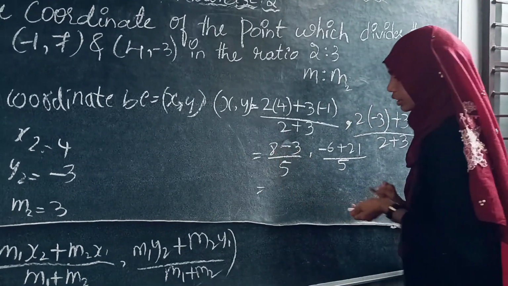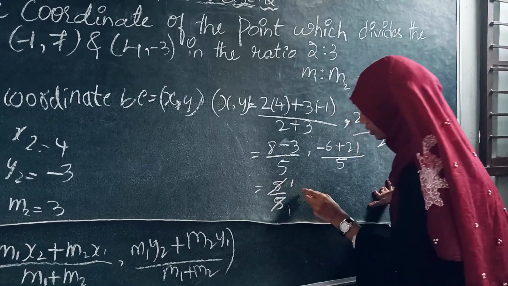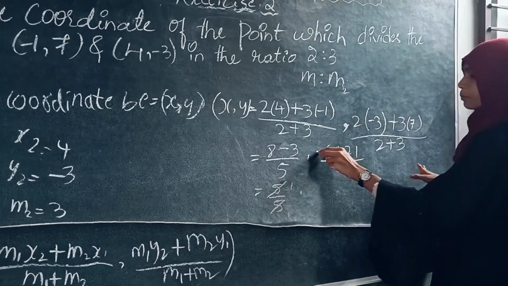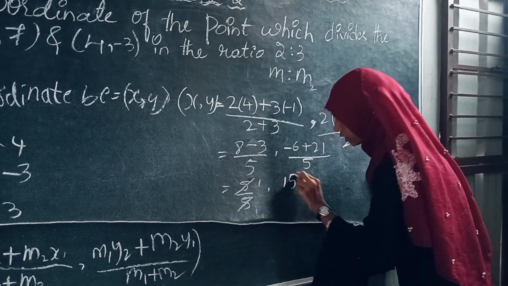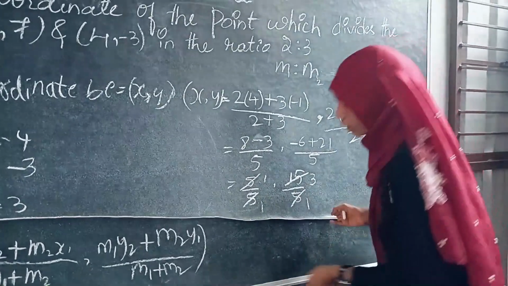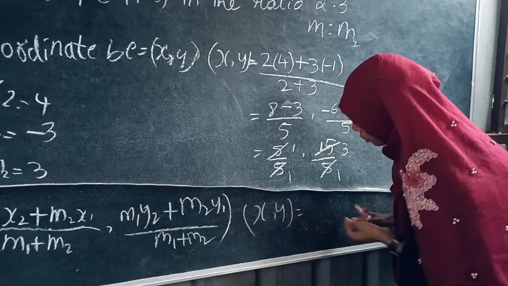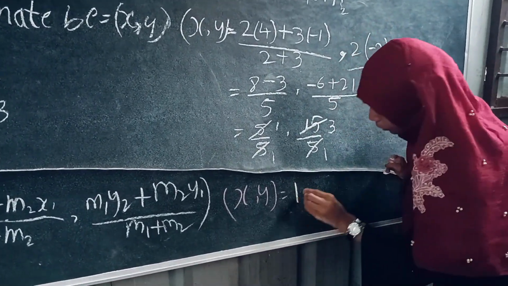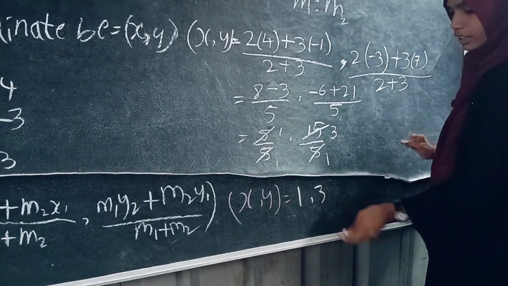8 minus 3 is 5 divided by 5. 5 ones are 5, 5 ones are 5, comma, plus into minus is minus, 21 minus 6 is 15 divided by 5. 5 ones are 5, 5 threes are 15 and x comma y is equal to 1 comma 3. The value of x is 1, the value of y is 3.